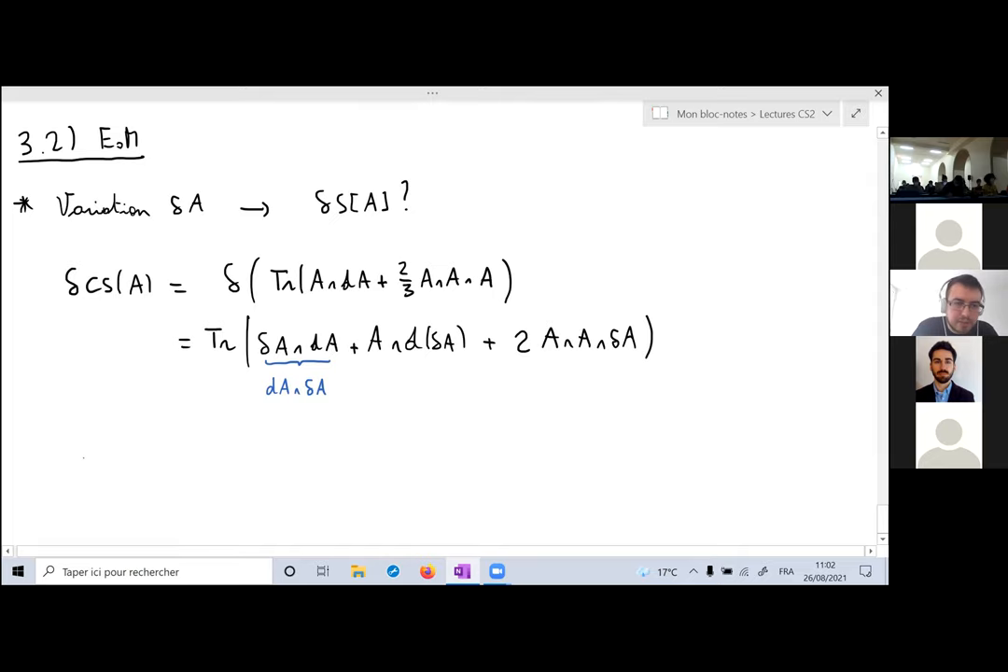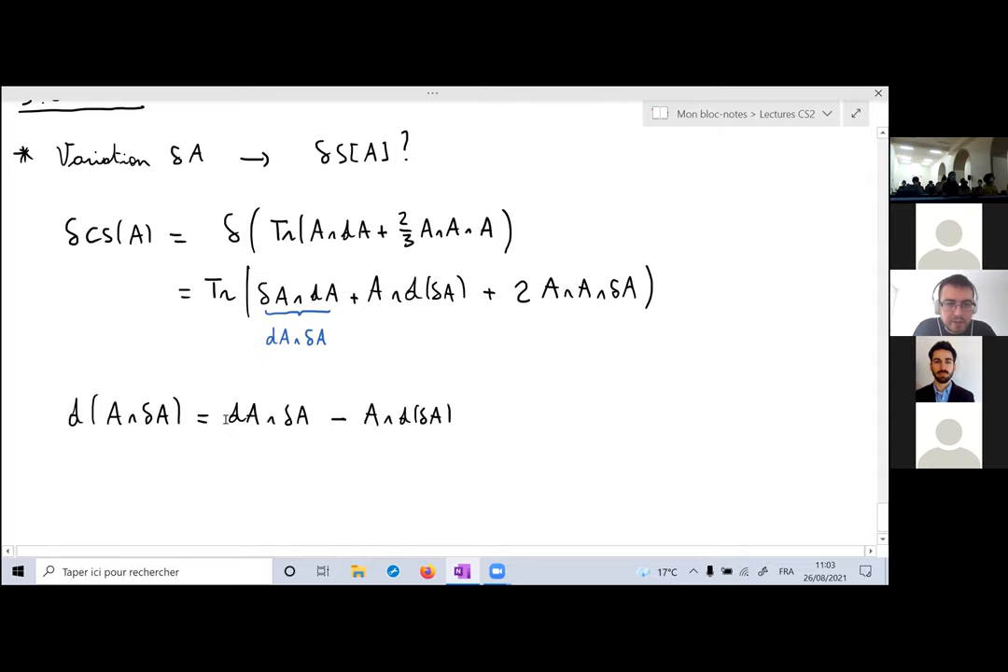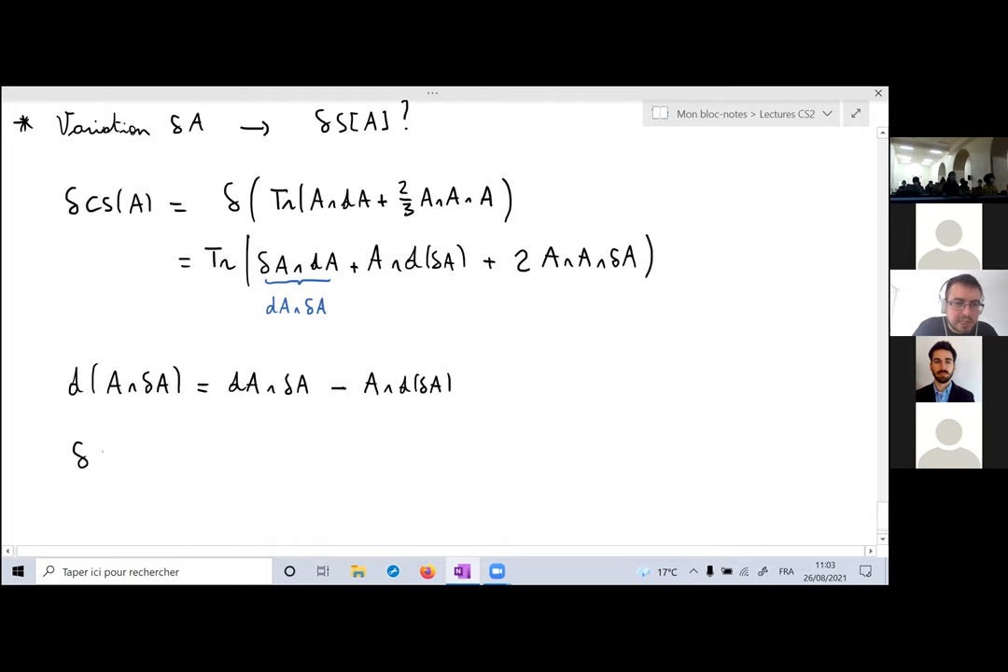The Leibniz rule tells me that if I act by d on A wedge d delta A, I have dA wedge delta A, and then minus A wedge d delta A. Remember that because A is a one-form, when d goes through it, it takes a minus sign. That's the difference with the standard Leibniz rule, so I need to take this minus sign into account. When I use this to re-express these terms, the terms I create recombine with this one. And in the end, I get that delta CS(A) contains two times this term, dA wedge delta A, one coming from there, one coming from there.